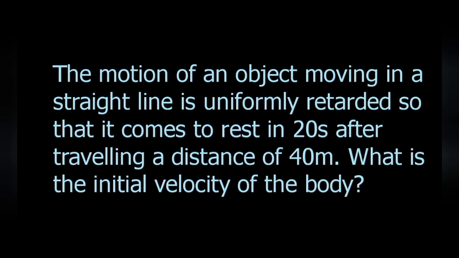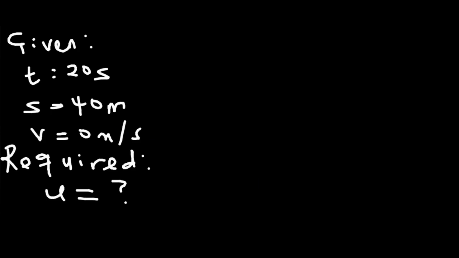So what we need to do now is to substitute the parameters in the relevant equation of motion. But before we do that, we shall identify the given parameters. From the question, we were given that the time taken was 20 seconds, the distance covered was 40 meters, the final velocity was 0 meter per second since the body was being brought to rest. So we were told to look for the initial velocity of the body.